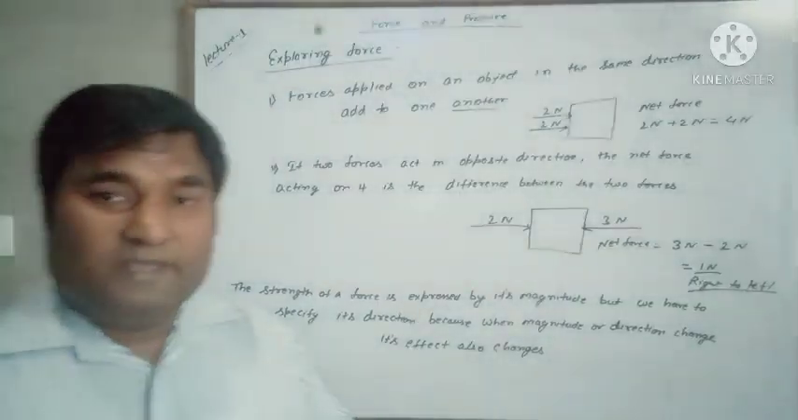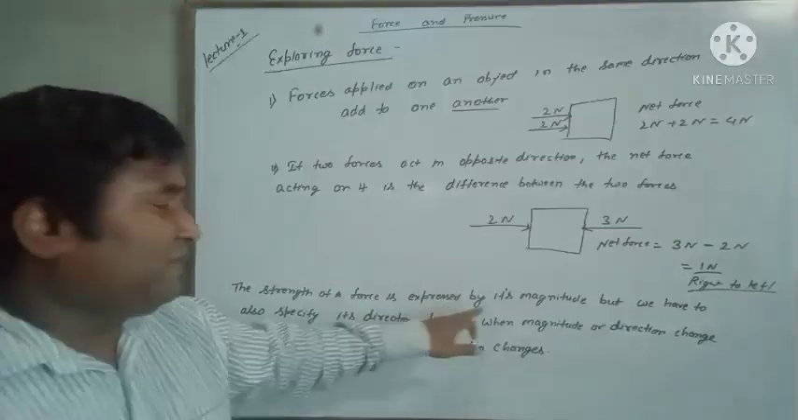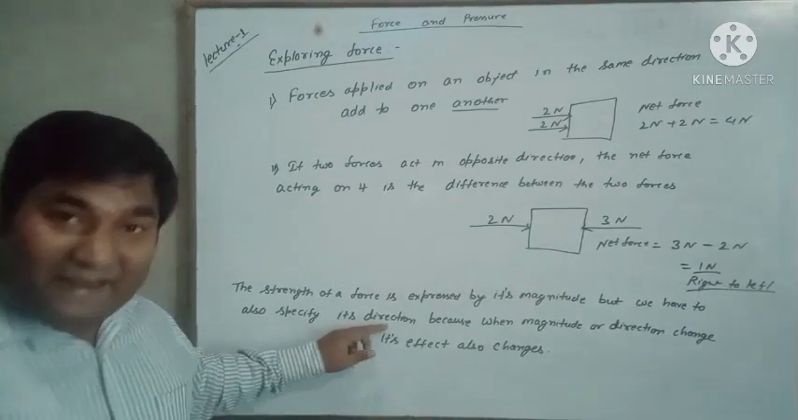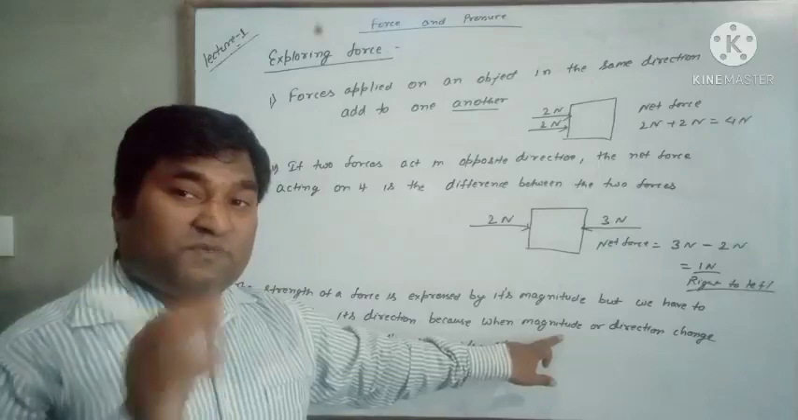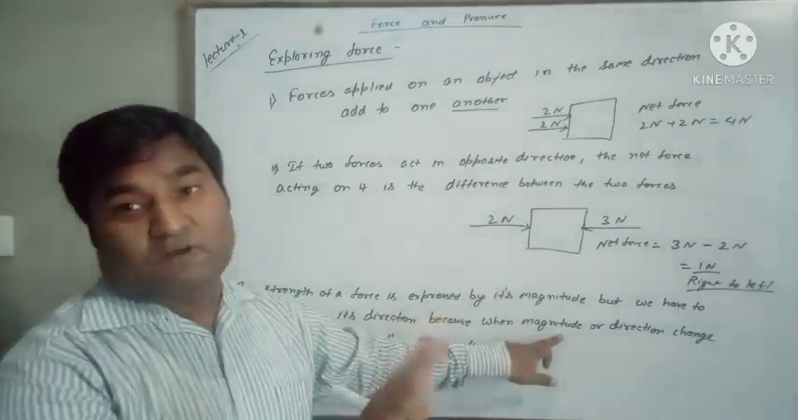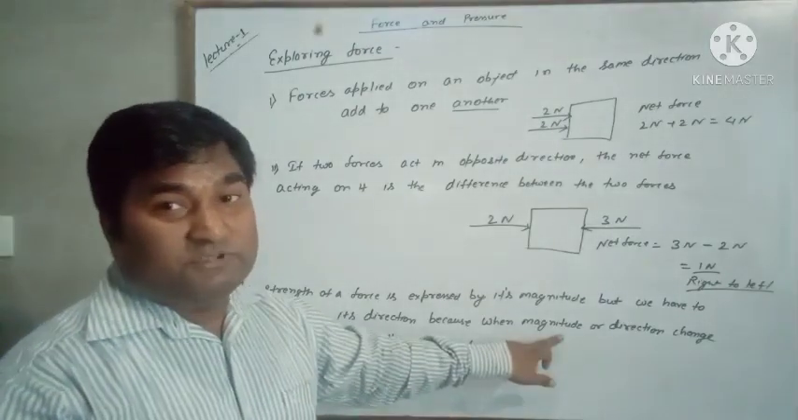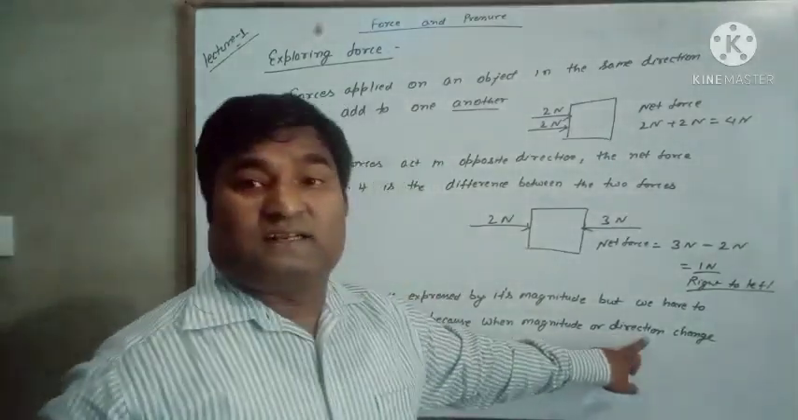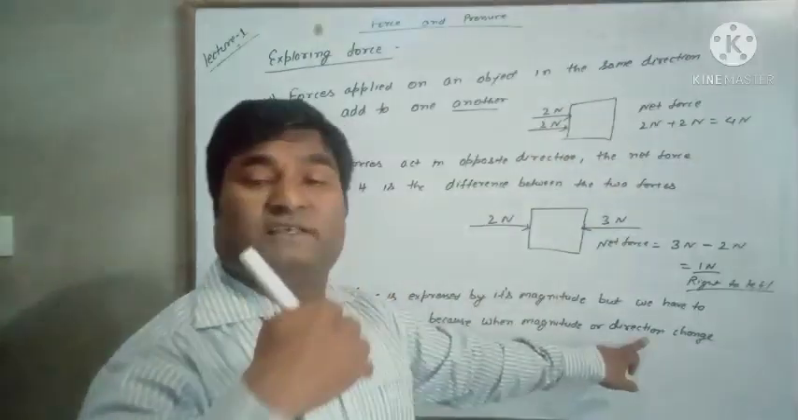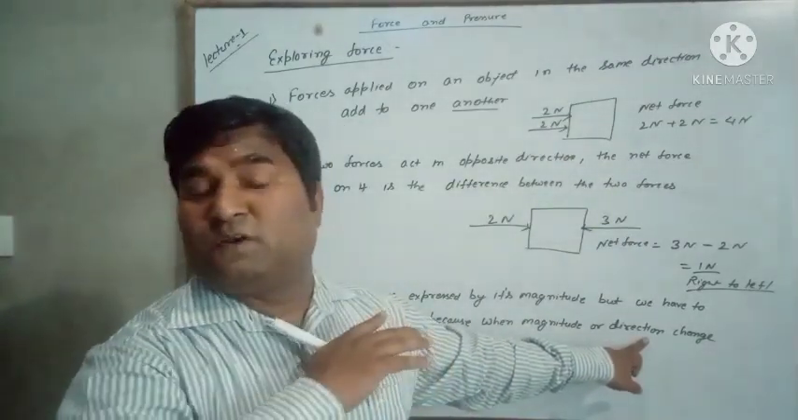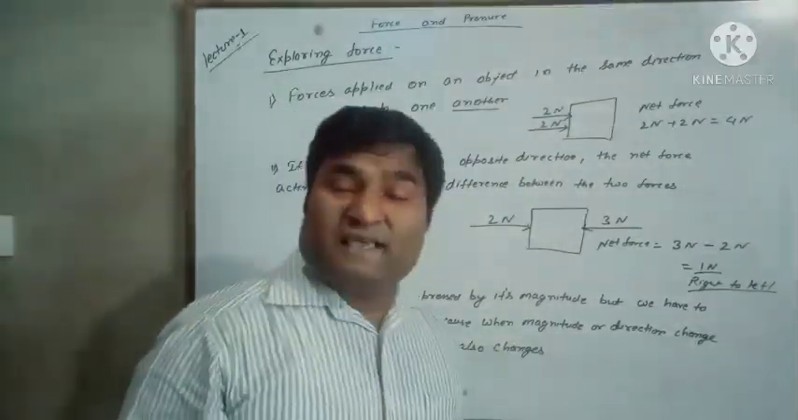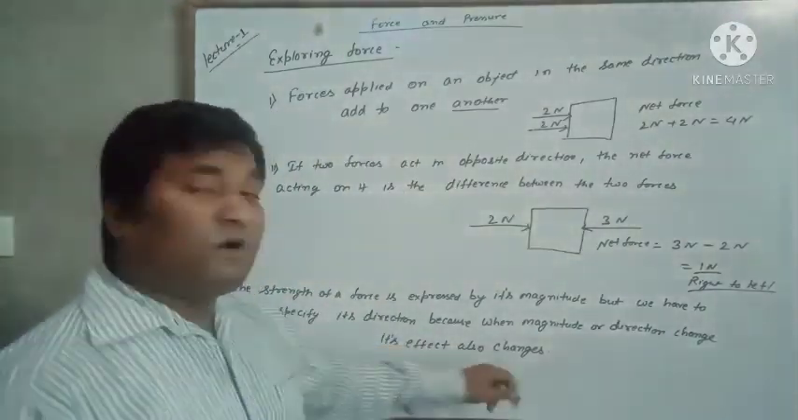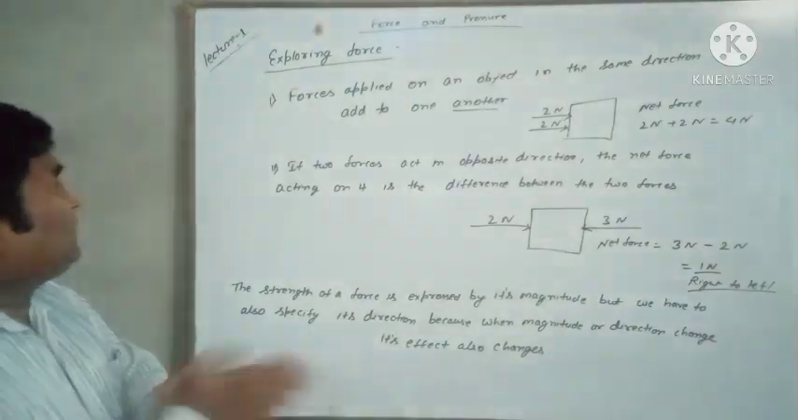What is it saying? The strength of a force is expressed by its magnitude, but we have to also specify its direction, because when magnitude changes, meaning 2 Newton or 4 Newton, at 2 Newton it was moving slowly, at 4 Newton it was moving more, so when magnitude changed, slowly or more, the effect changed. And for direction, suppose 2 Newton from this side and 2 Newton from that side, then the resultant force is zero, so the box will not move, not even slowly. So we can say that if either the direction or the magnitude changes, the effect of the force also changes. Okay, hope you understand.